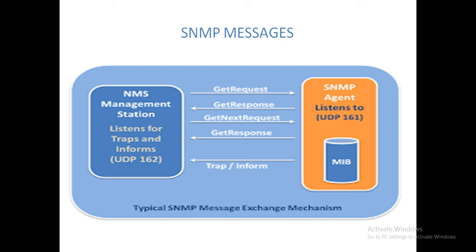when the managed device sends a trap message to the network management station, it is not acknowledged. If you also want acknowledgement, the router sends the alert message and also wants to confirm that the message was received by the station or server. That you can do with the help of inform. The inform message belongs to SNMP version 2, whereas the trap message belongs to SNMP version 1.